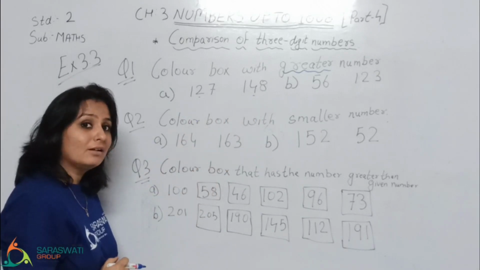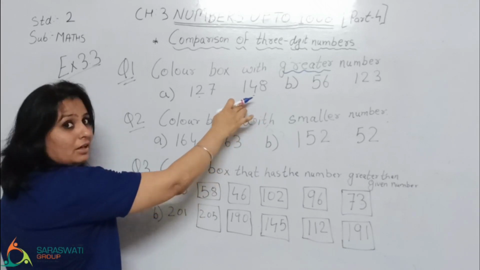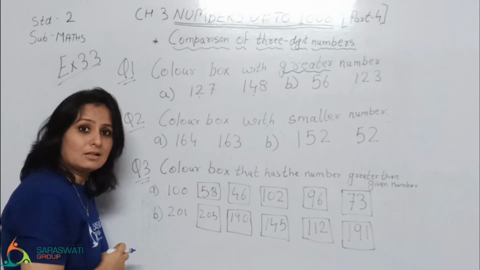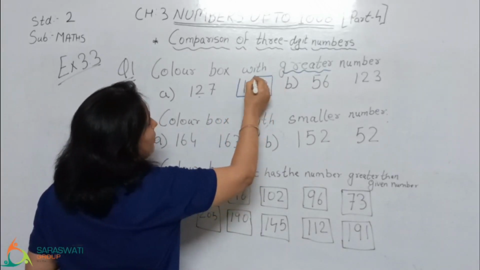So, which is greater? This. So, what can we say, that this number is greater? So, we can say 148 is greater number. So, we will color this number.